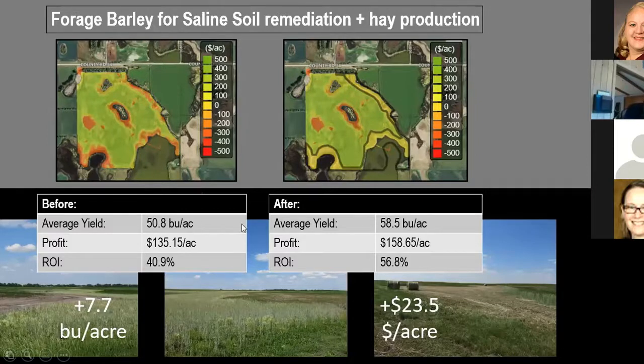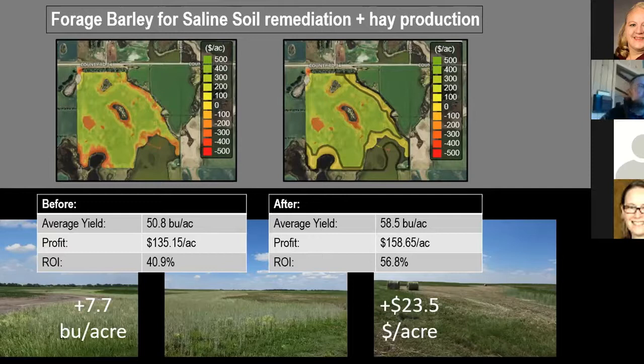So by making this change on just your salinity acres, so on the map on the right where that yellow boundary is, that's what was planted to forage barley. The individual increased their average yield over their whole field by 7.7 bushels per acre. And if we start diving into profits, it increased the whole field profit by 23.5 bucks per acre, which in turn, if you look at return on investment, it also jumped up return on investment by about 16%. So again, just another option.